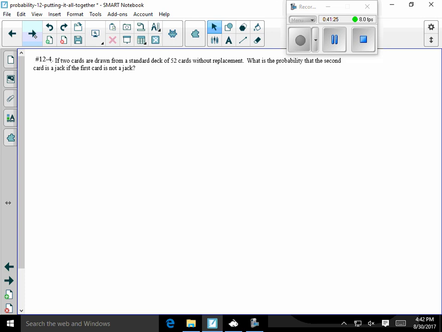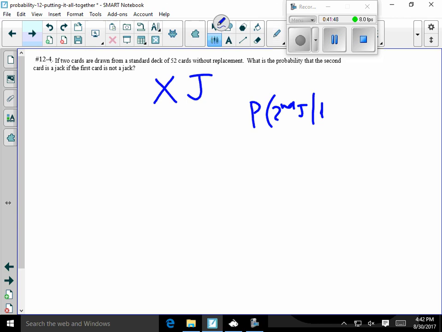All right, so here's the situation. I would just model it this way. It tells me the first card is not a jack, so I'm going to use that symbol X to mean not a jack. And then the second card is a jack, right? First card's something other than a jack, second card is a jack. And I want to find the probability that the second card is a jack given that the first card is not a jack. That's really what I'm trying to find. It's a conditional probability. So what I'm really after is just this second probability here. What's the probability of that second thing happening?